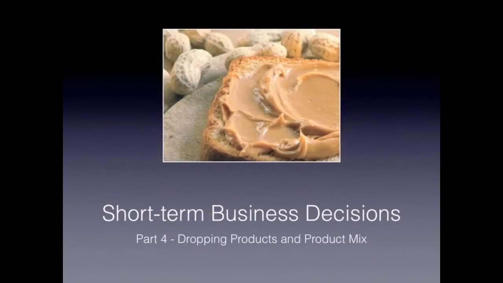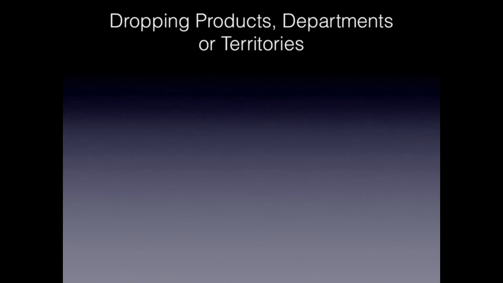This is part 4 in our short-term business decisions series, and here we're going to be discussing the dropping of products and how to determine an appropriate product mix. So when management determines which, if any, products to drop, departments, or territories to drop, there are certain things that have to be considered.